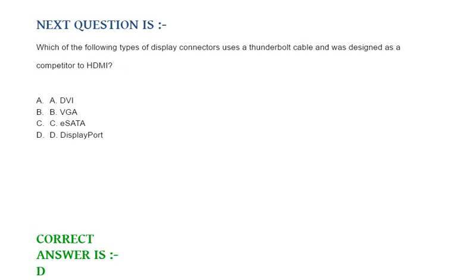Next question is which of the following types of display connectors uses a Thunderbolt cable and was designed as a competitor to HDMI? Option A DVI, Option B VGA, Option C eSATA, Option D DisplayPort. Correct answer is option D.